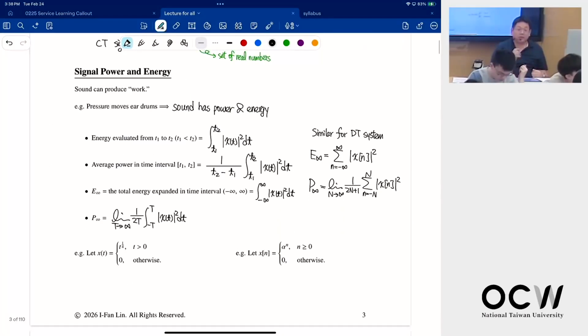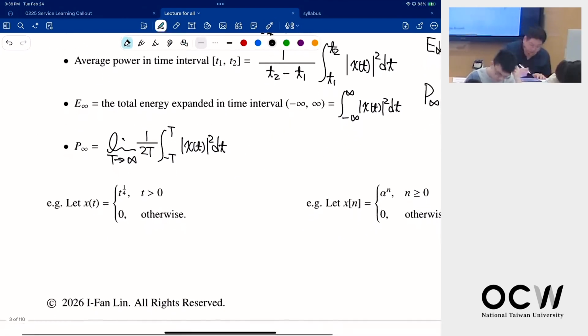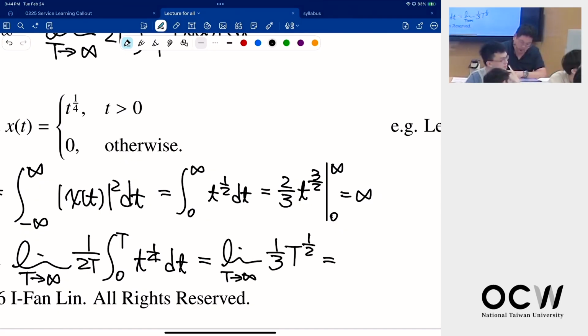Okay, you can try to find the total energy and the power. In this case, if you plug in, I'll give you 3 minutes. Try to find the total energy here. So the total energy should be infinity, right? How about the power? So the power is also infinity, right?